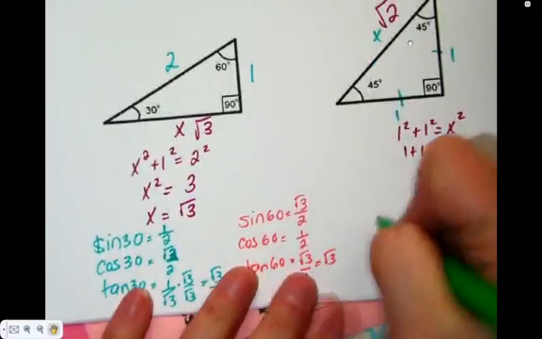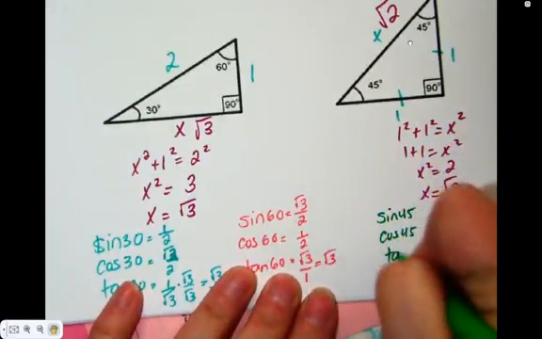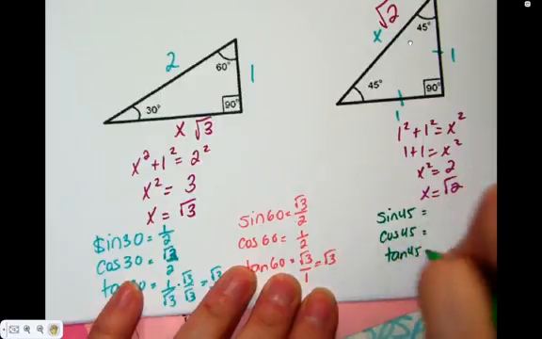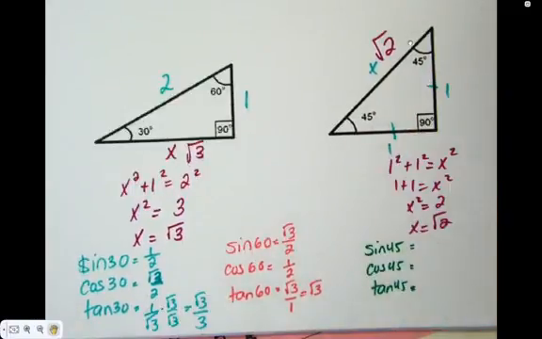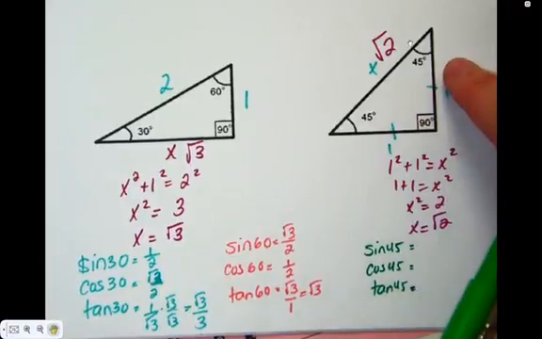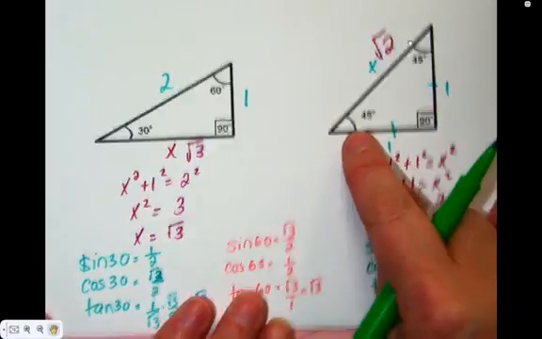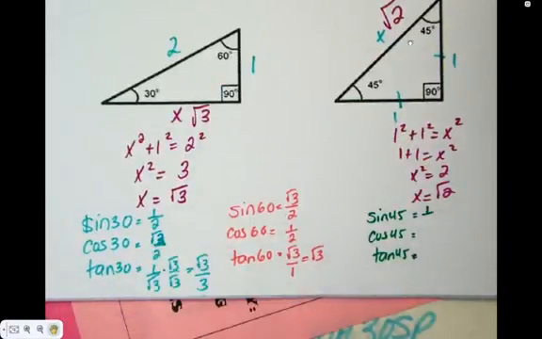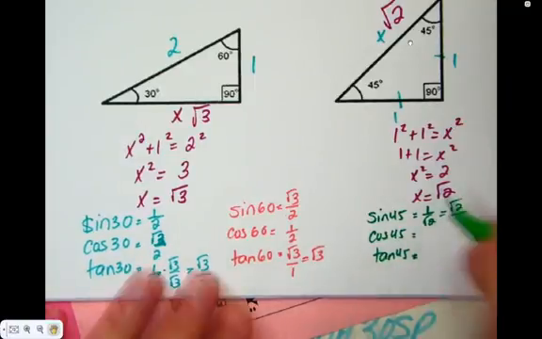Same deal as before, we need the sine, cos, and tan of 45. Which angle am I using to determine opposite? It doesn't matter, they're identical. You can use this 45 or this 45. I'll use the one on the bottom for no reason. What's the opposite of this 45? 1, the hypotenuse is root 2. So it'll be root 2 over 2.